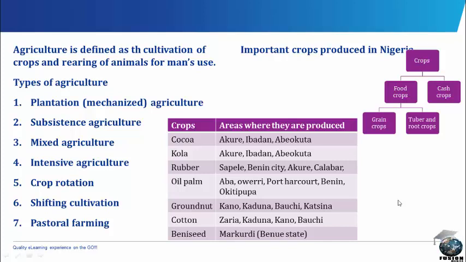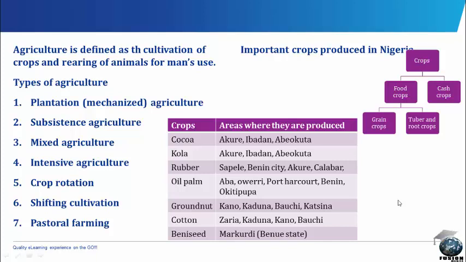2. Subsistence agriculture. This requires one to produce just for family consumption. It requires a small area of land. 3. Mixed agriculture. This system involves the cultivation of crops as well as the rearing of animals on the same piece of land. Crops mainly grown are rice, maize, yam, cassava, and so on.